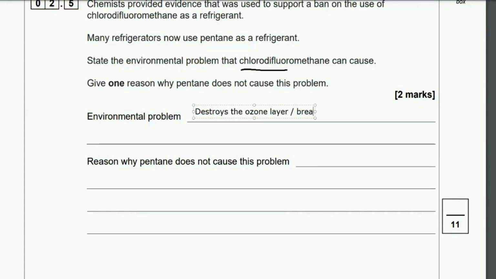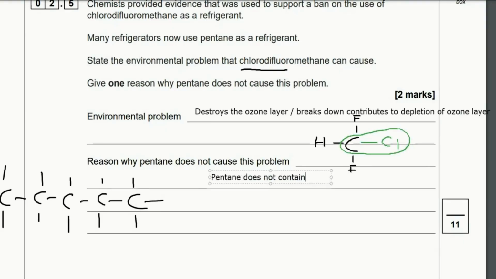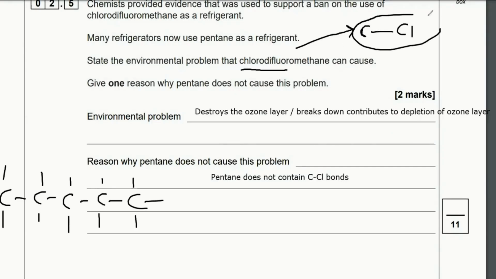Well, that's a CFC, and so we know it destroys the ozone layer and contributes to the depletion of ozone in the ozone layer, thinning it or making holes in the ozone layer, which is pretty dangerous because it lets the dangerous ultraviolet radiation through. So why does pentane, as I'm drawing out here again, why does this not cause the problem? And it's to do with a particular bond that you don't find in pentane. So what makes chlorodifluoromethane dangerous is the C-Cl bond, and of course pentane doesn't have a C-Cl bond. So it doesn't form free radicals that break down the ozone layer.